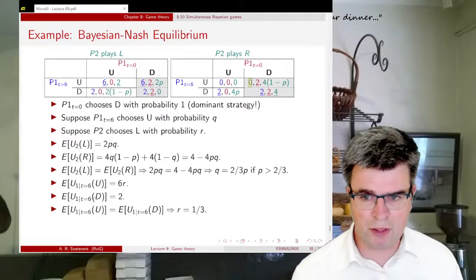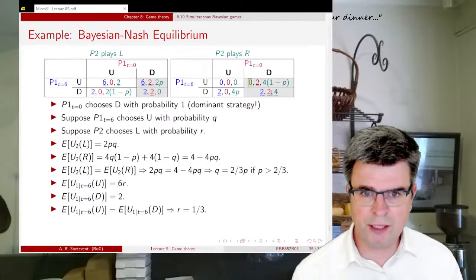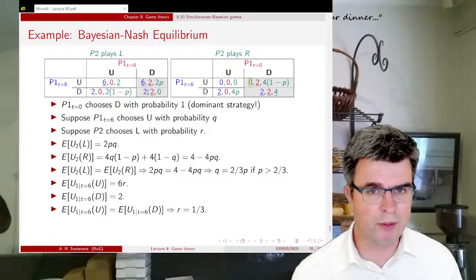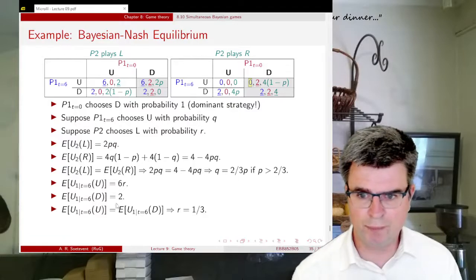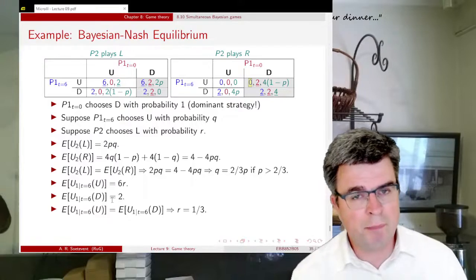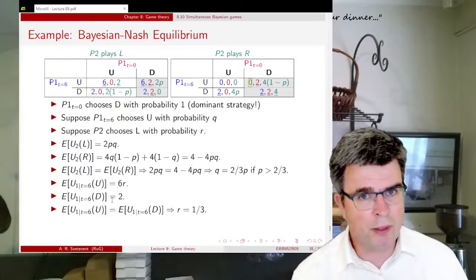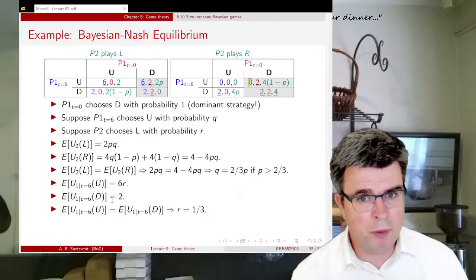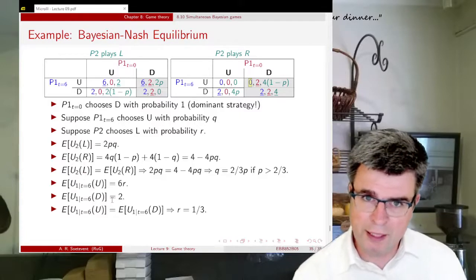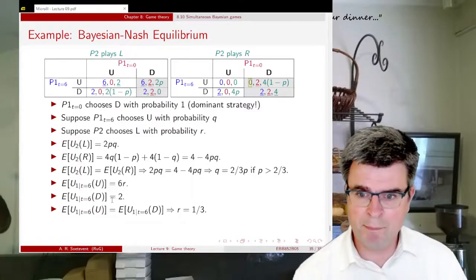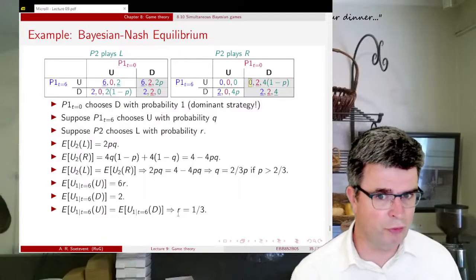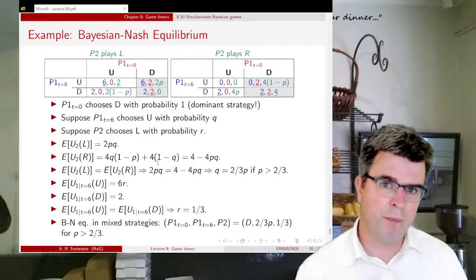And in case he plays down, then in all instances, independent of whether player 2 plays left or right, the payoff to player 1 type T is 6 will be 2. Again, if in a mixed strategy Bayesian equilibrium, player 1, conditional on being type T is 6, will mix between up and down, then in that equilibrium, the expected payoff of playing each of these two actions should be the same. So we again equate, and we find that R is equal to 1/3. So we have now found a solution.